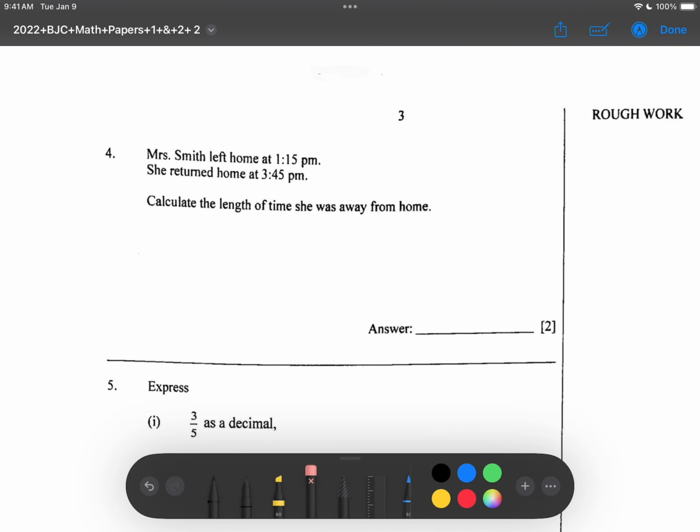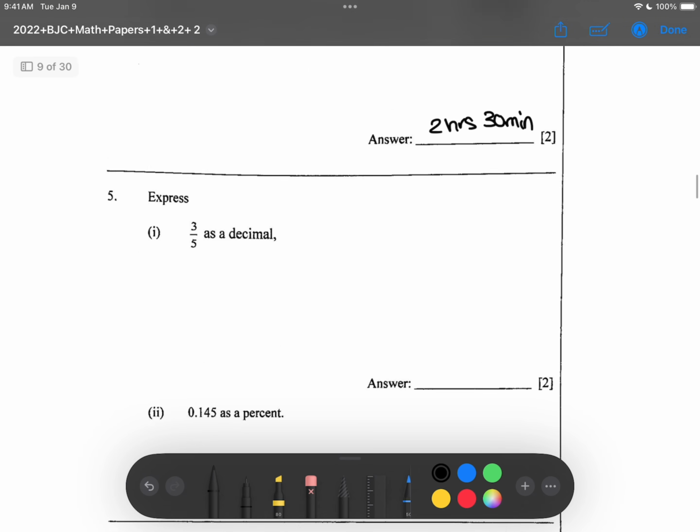Okay. Mr. Smith left home at 1:15 p.m. She returned home at 3:45 p.m. Calculate the length of time she was away from home. The easiest way to do this would just be subtract. So 3:45 minus your 1:15 gives you 2:30. 2 hours and 30 minutes.